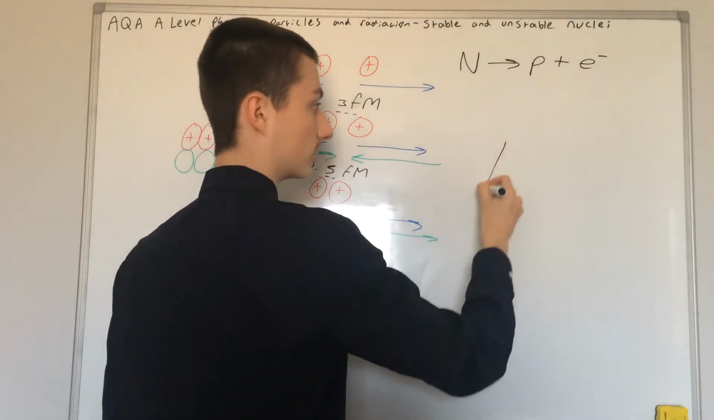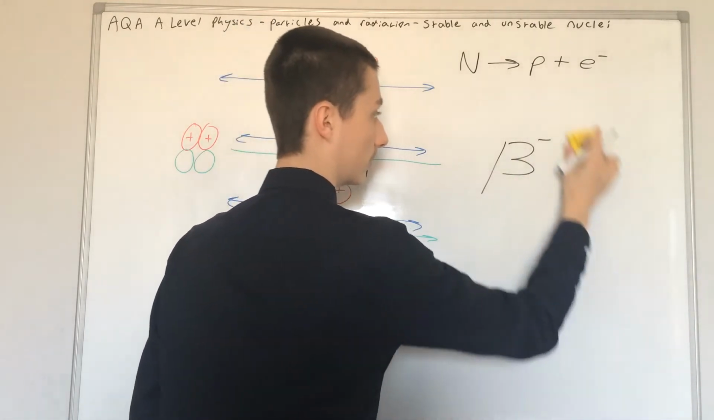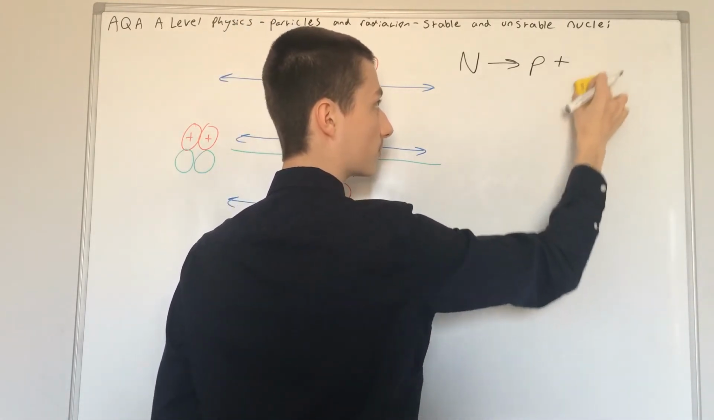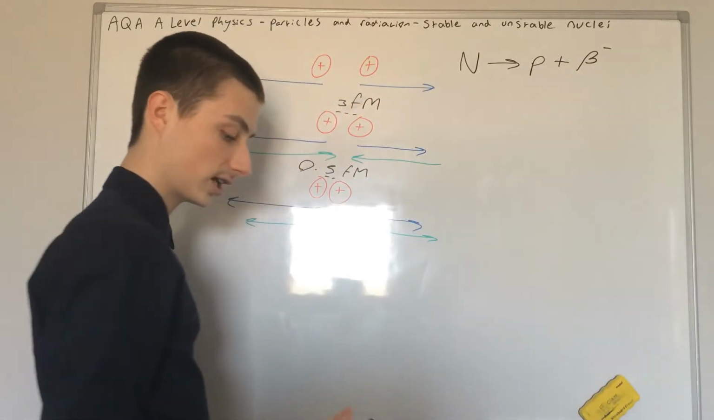We can sometimes write it, and in fact we normally write it like that, which actually I'm going to write, because it is a beta particle. It's a high speed electron.